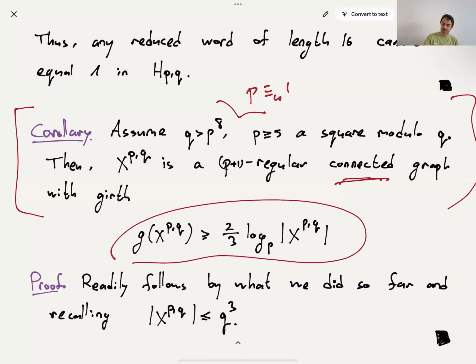I mean, we said that it's at least 2 log to the base P of Q, but it's nice actually to write the graph in terms of the graph size. And the graph size is not Q, it's this thing. And if you remember, we actually computed the size of the vertex set of XPQ. It's at most Q cubed, and therefore when you plug it in, you get this 1/3 here.